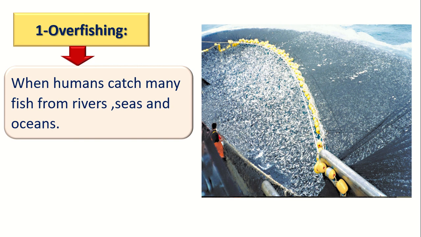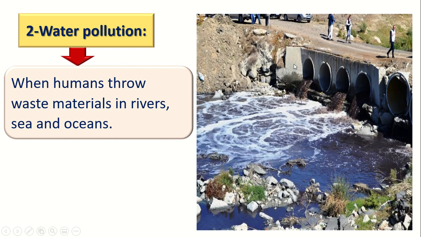So, what's the meaning of overfishing? When humans catch many fish, this is called overfishing, and it has a really bad effect on the marine environment. Number 2, water pollution. Humans also throw waste materials into rivers, seas, and oceans, and this causes water pollution, which also has a bad effect on the food web in the ecosystem. So humans can damage the marine environment by overfishing and water pollution.